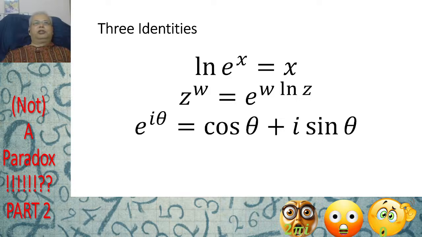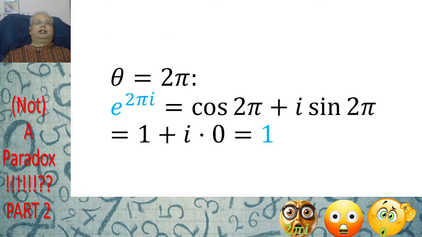Now, let us use these three identities. For the Euler identity, let us write theta is equal to 2 pi. We have seen this last time. Then e to the power 2 pi I is cos 2 pi plus I sin 2 pi. So sin 2 pi is 0, cos 2 pi is 1. So this will be 1. So 1 is equal to e to the power 2 pi I.